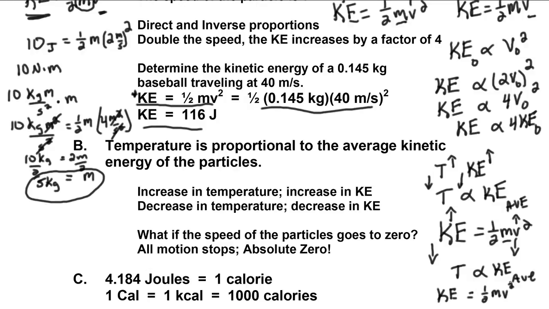What happens when the particles are moving so slow they stop? If the particles are moving so slow that they stop, that means the speed of the particles goes to zero. And that means the kinetic energy is zero. And if the kinetic energy is zero, since the temperature is proportional to that average kinetic energy, we get something interesting. Absolute zero. That's what we call it. This is the coldest you can get. At absolute zero, all thermal motion ceases. This is the coldest possible temperature.